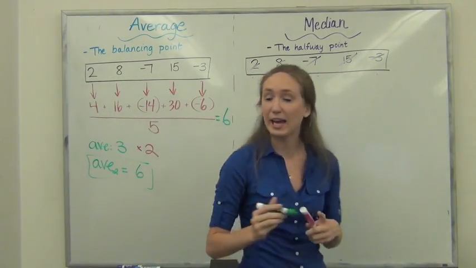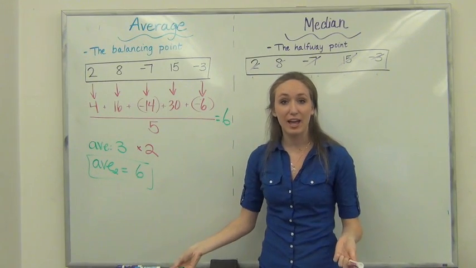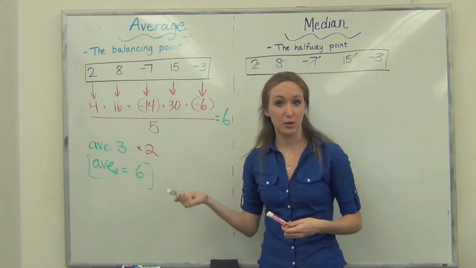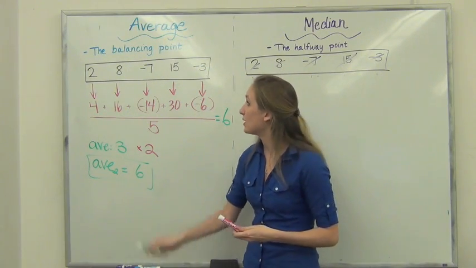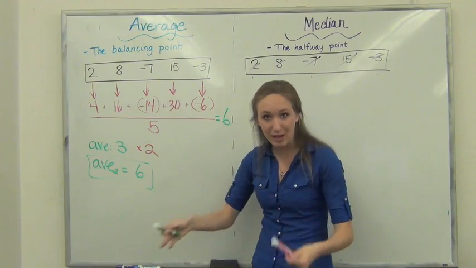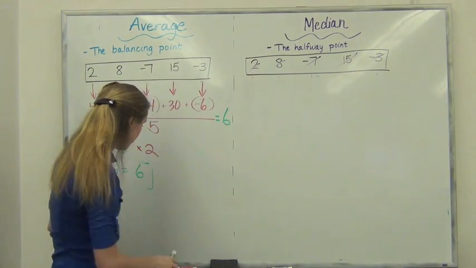When you multiply each number on the list by the same amount, the average of that list is also going to be multiplied by that number. The rule also works for division. So when you multiply all of them by the same number, your average is going to be multiplied by that same number. Let's see if it works out for the median.